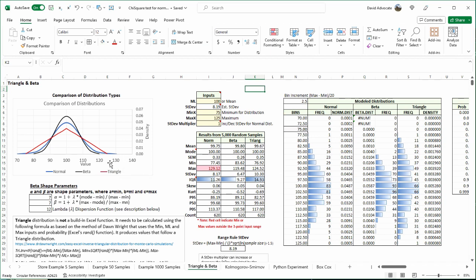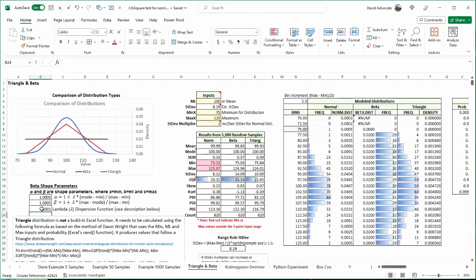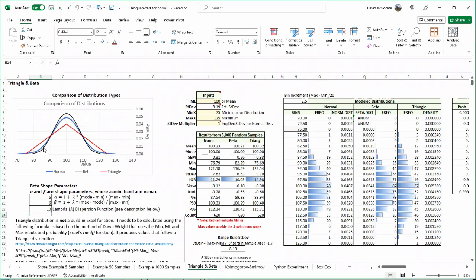The nice thing about the beta distribution is that its dispersion can be modified with a dispersion function called lambda. For example, here it's 12, but let's make this 0.001 and see what happens to the black curve. I'll hit F9, and it becomes a uniform distribution. With a value of 4, it becomes more of a dome-shaped feature. And with a value of around 10, it approximates a normal distribution.